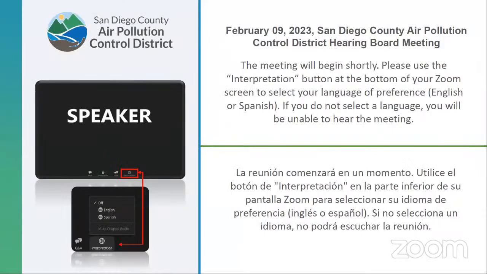Madam Clerk, are we going to be providing the instructions now for the translation, please? Vicky, if you don't mind. Yes. Would you like me to start with that? Yes, please. Okay.